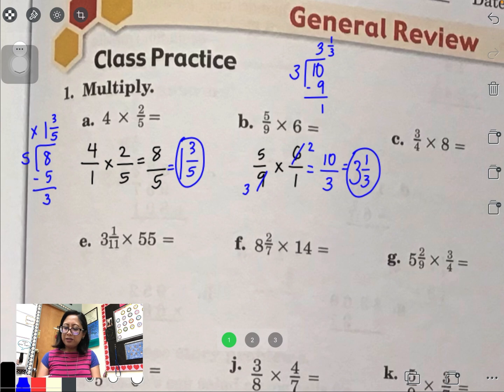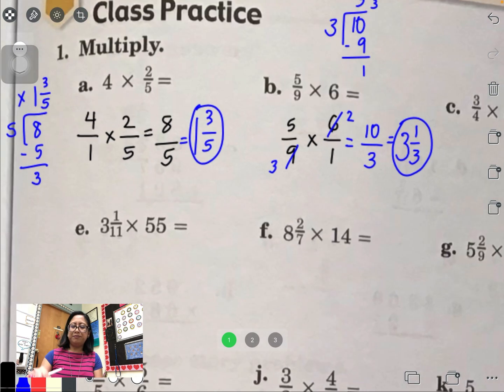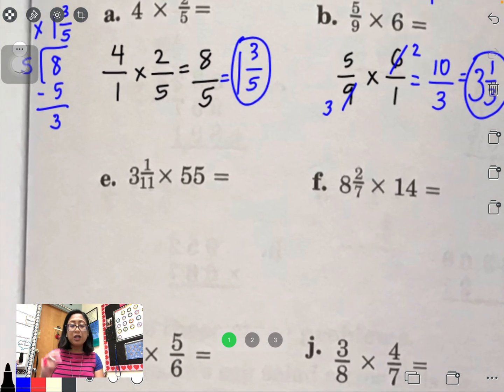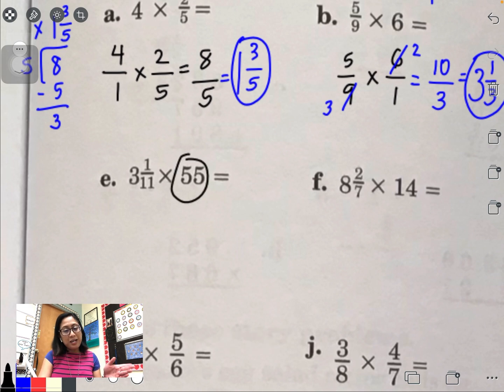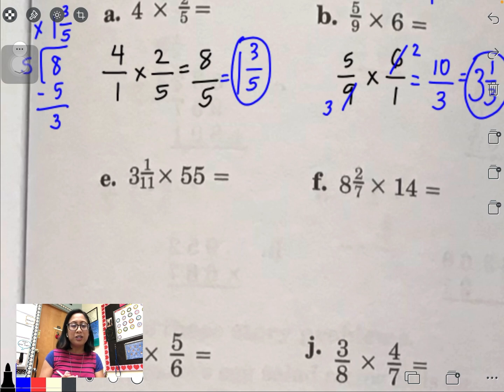Okay, let's look at E. Are you looking at E? I am. Okay, E here. I've got a whole number times a mixed number. So what am I going to do? Well, I'm going to change the mixed number into an improper fraction. It's okay if you do that.